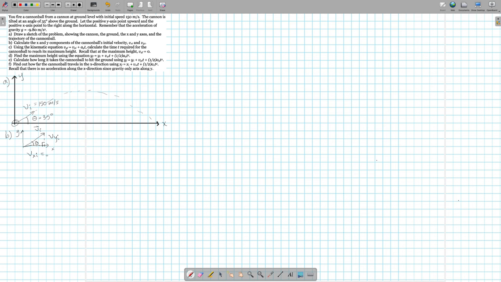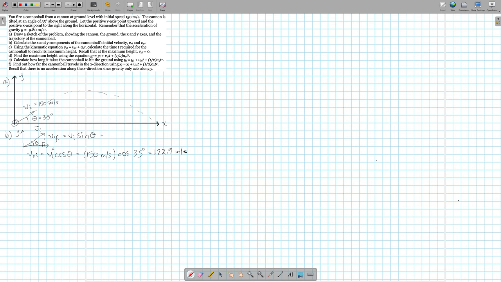So the x component is going to be v initial cosine theta. V y initial will be v initial sine theta. And we can put in these numbers. V initial was 150 meters per second. Theta was 35 degrees. And that equals 122.9 meters per second.